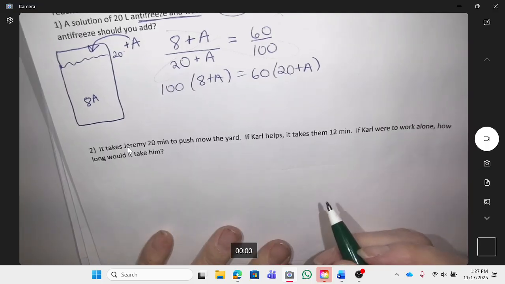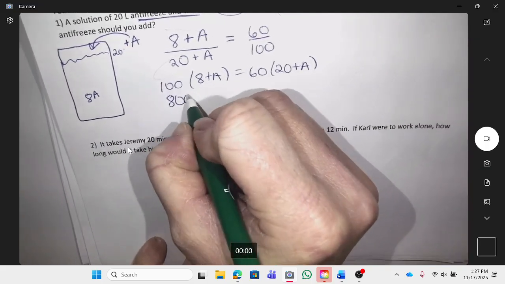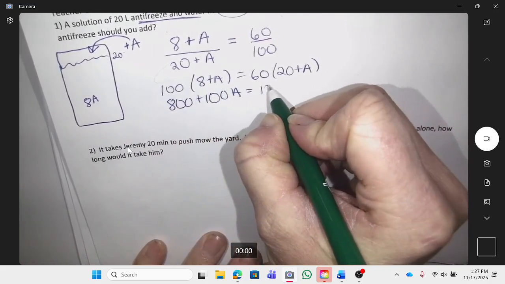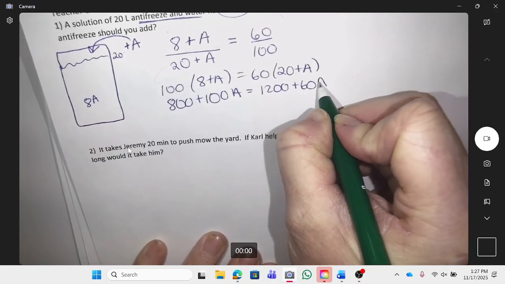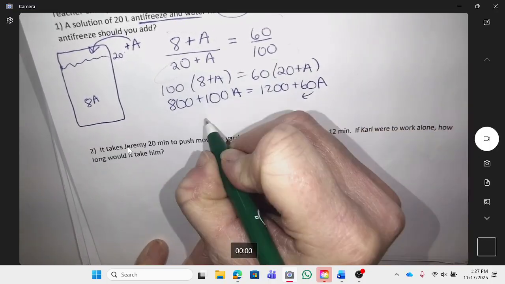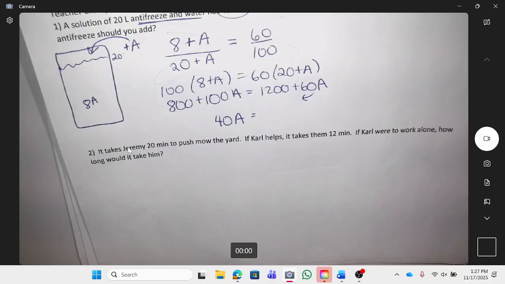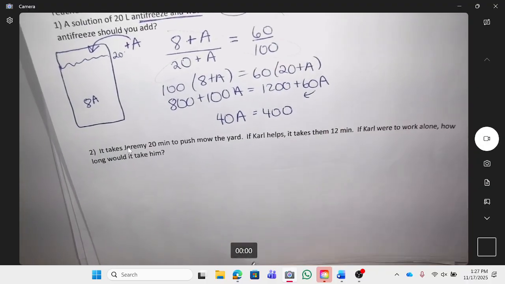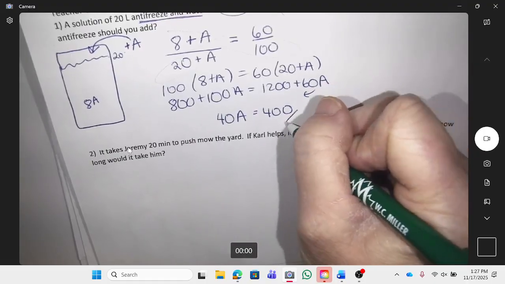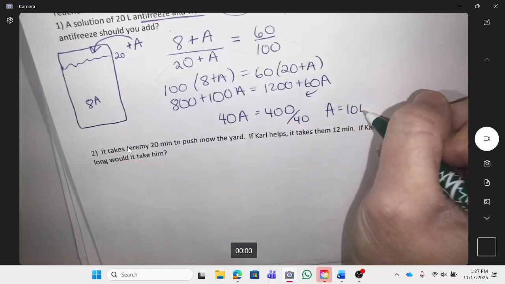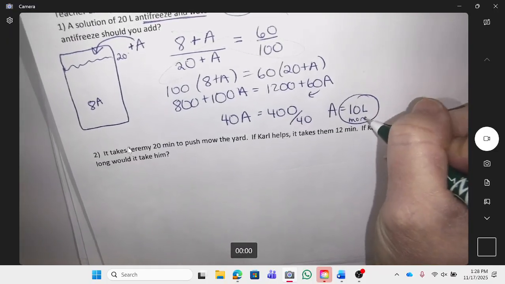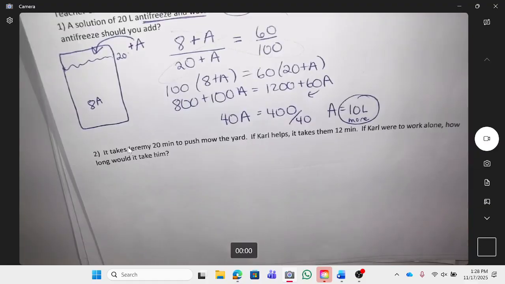Okay, so you should get 800 plus 100A equals 1200 plus 60A. The A's together should make 40 A's, and the numbers together make 400. So I should add 10 more liters of antifreeze. I should add 10 more liters of antifreeze in here.